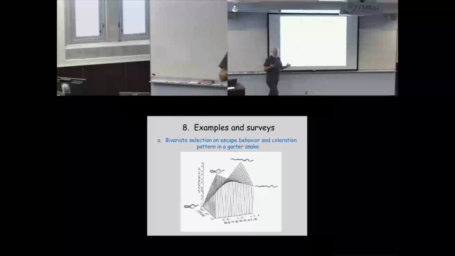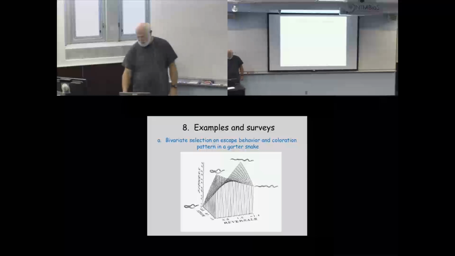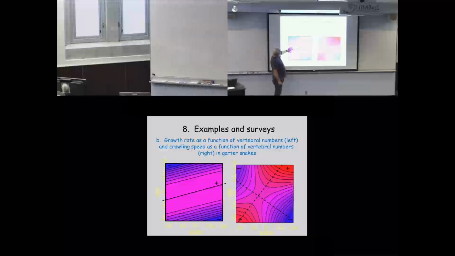And it turns out to be one of these interesting saddle shapes. Here are two more garter snake examples. This is a case of growth rate in the field as a function. You can't see this body vertebrae and tail vertebrae. Here's the case that we're actually going to look at. We're going to look at the data that gives you this surface.